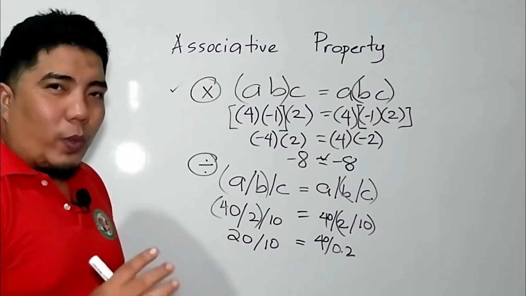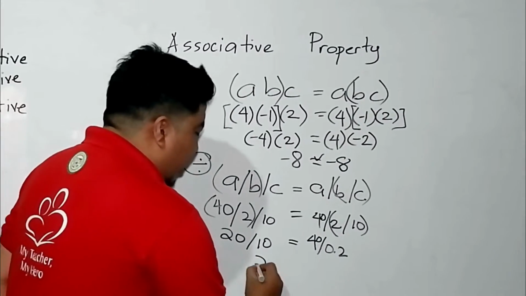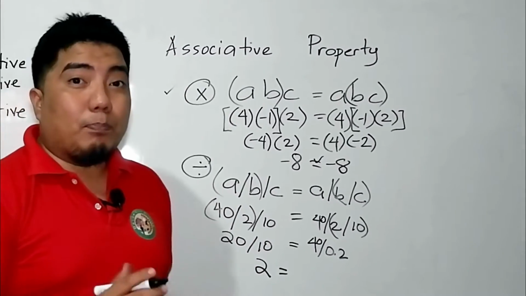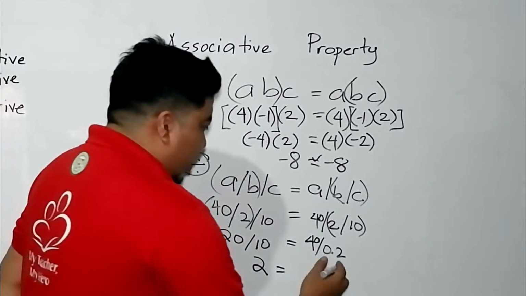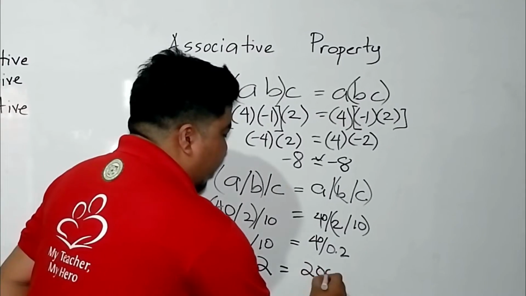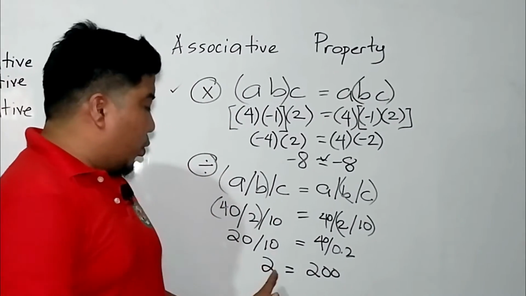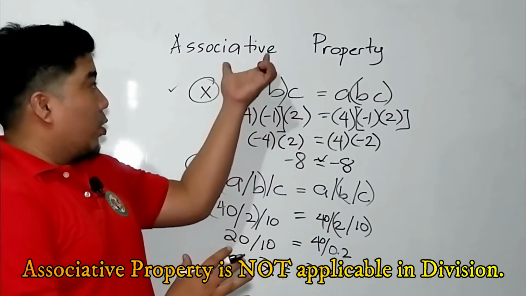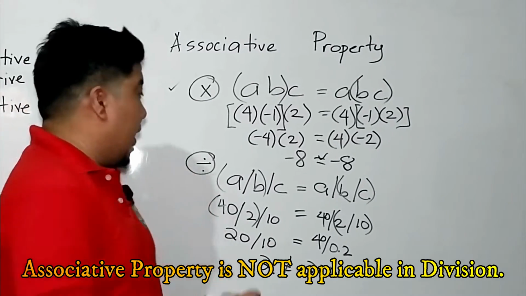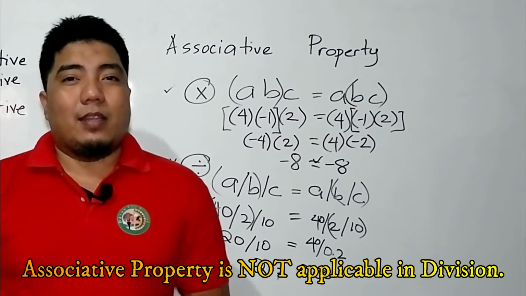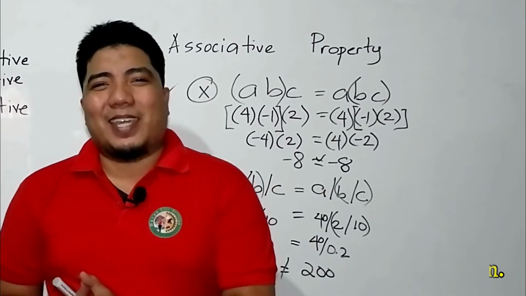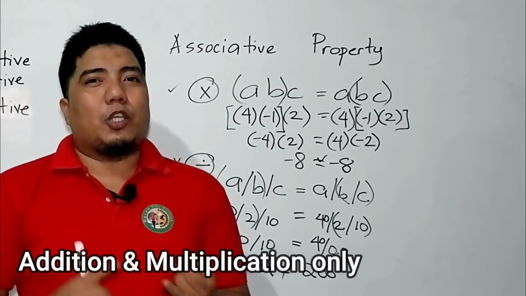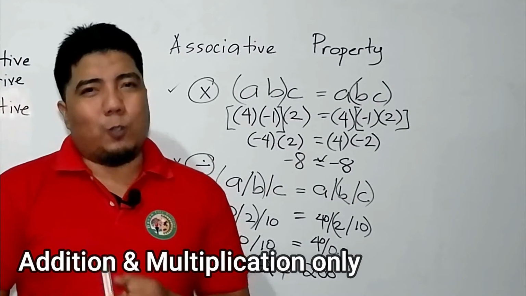Now, if we divide 20 by 10, the answer is 2. However, if we divide 40 by 0.2, the answer is 200. So, we can say that 2 and 200 are not the same. Therefore, we conclude that the associative property is not applicable in the operation of division. To sum it up, the associative property can be applied in addition and multiplication only.